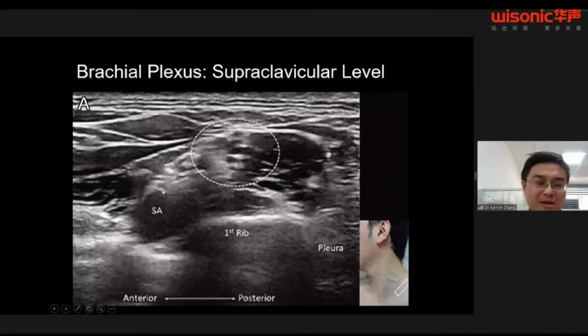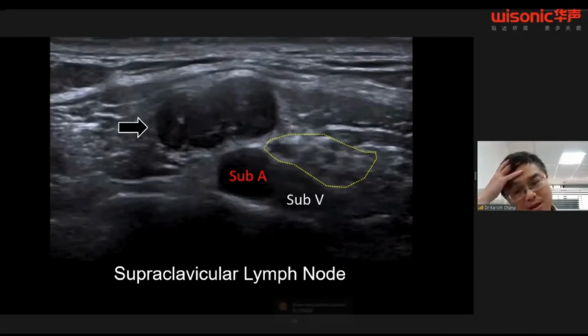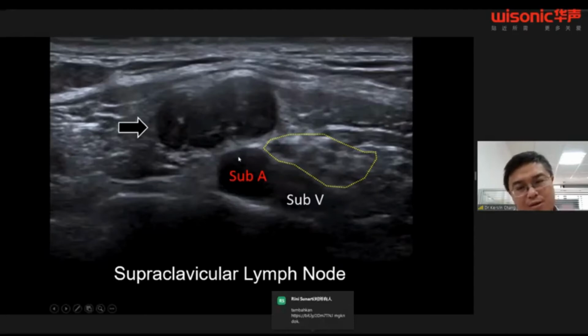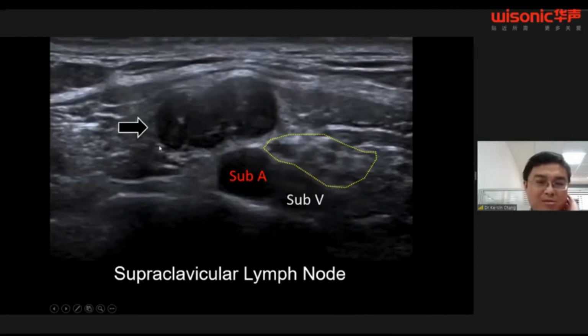So when we do the scanning, because our target is a nerve, I usually ask my students to scan from the supraclavicular level. Because if you want to scan the bony structure, when you find that the bony structure is clear, you may find that the nerve is unclear because both structures may not run in the same plane. At the supraclavicular level, the brachial plexus is the most prominent.